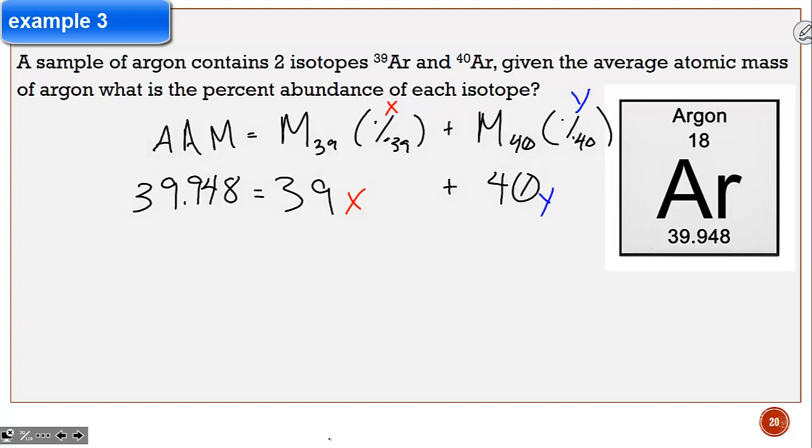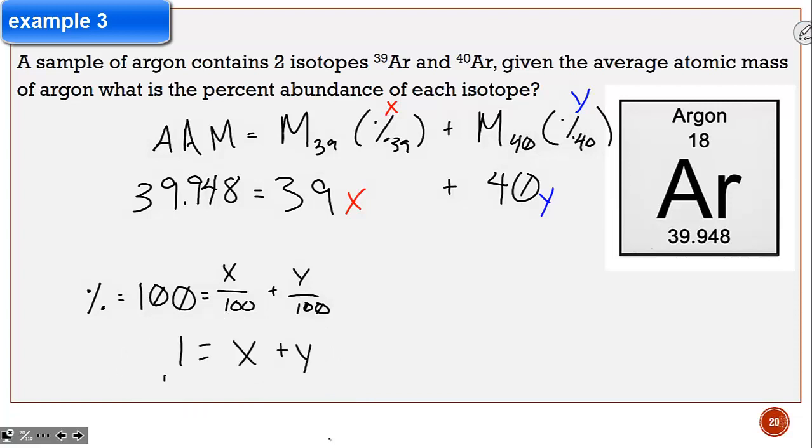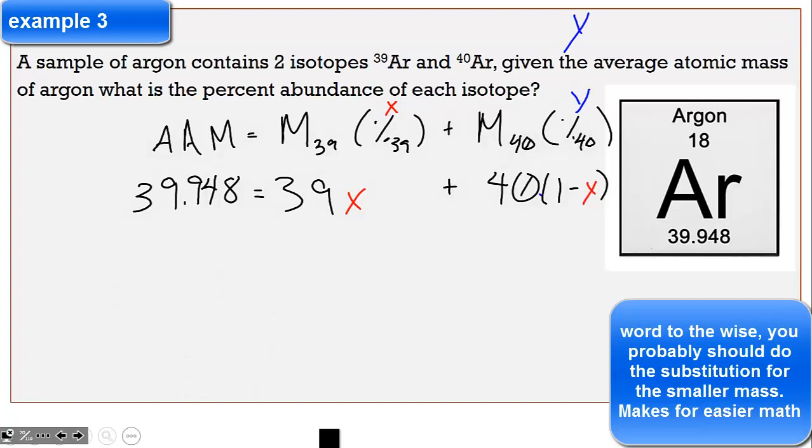But what do we know about percentages? A percentage is out of 100, meaning x out of 100 plus y out of 100 has to equal 100, or x plus y has to be 1. Meaning I could use this known definite value to figure out one or the other. So I could rearrange this and say, okay, 1 minus x has to be y. And then I could plug that in. I could substitute y for 1 minus x, because after all, y has to equal 1 minus x. And now it's straightforward algebra.